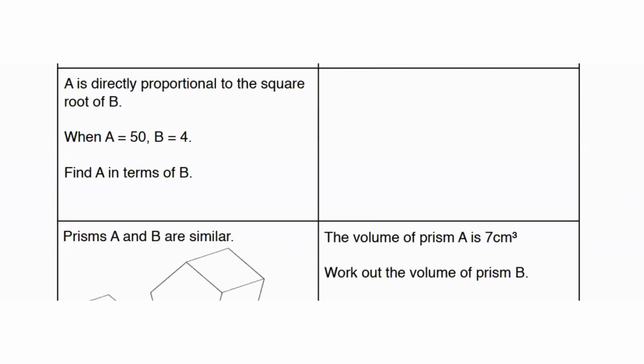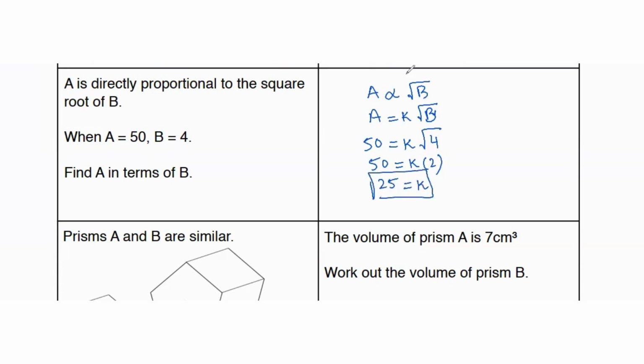And the next one, it says a is directly proportional to the square root of b. So a equals k times square root of b. When a is 50, b is 4. So let's find the value of k first. So that's 25 for k. Find a in terms of b. So that's a equals 25 root b.